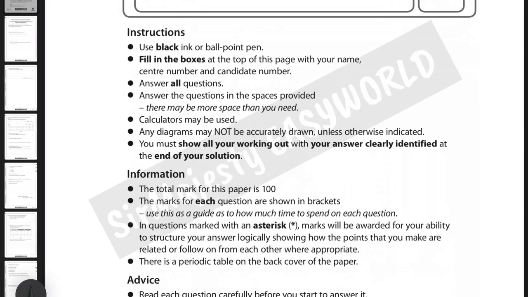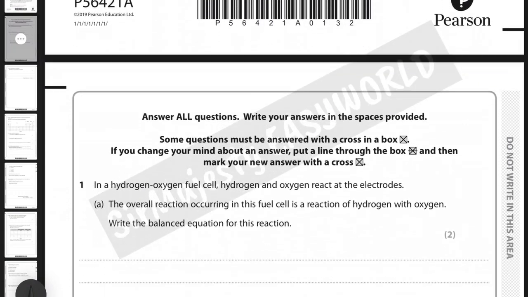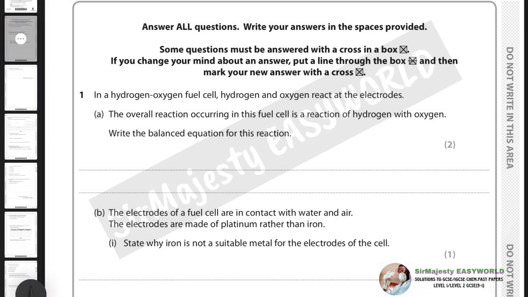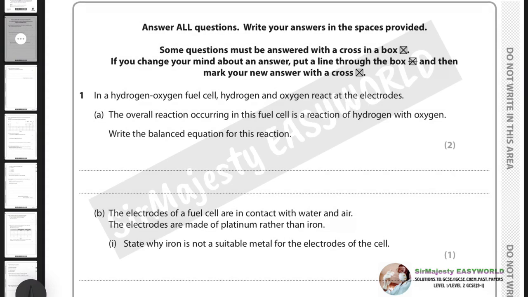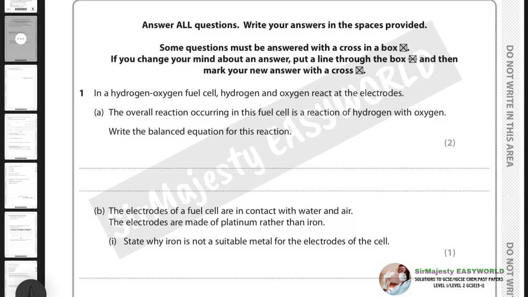So look at the instructions given, it's obvious, you read them well. Then we go down. The first question says, in a hydrogen oxygen fuel cell, hydrogen and oxygen react at the electrodes. The overall reaction occurring in this fuel cell is a reaction of hydrogen with oxygen. Write the balanced equation for this reaction.